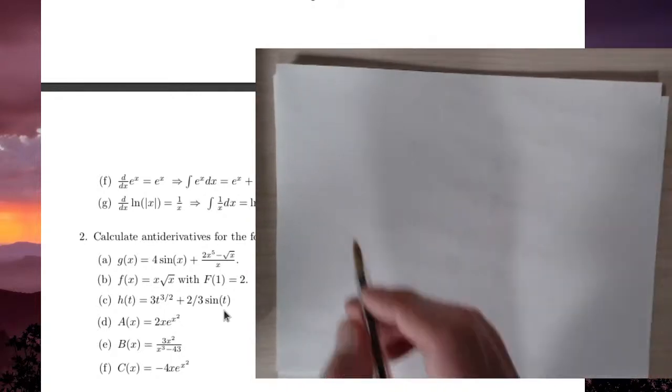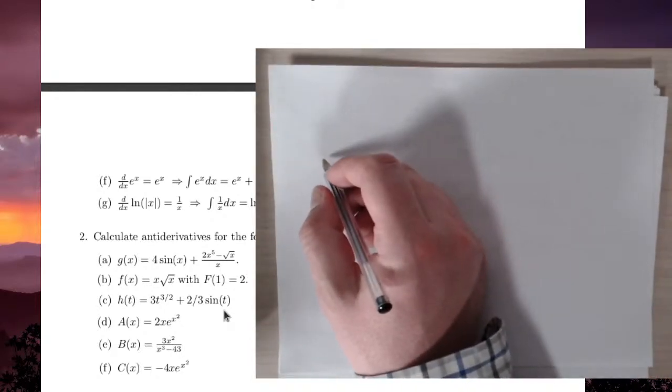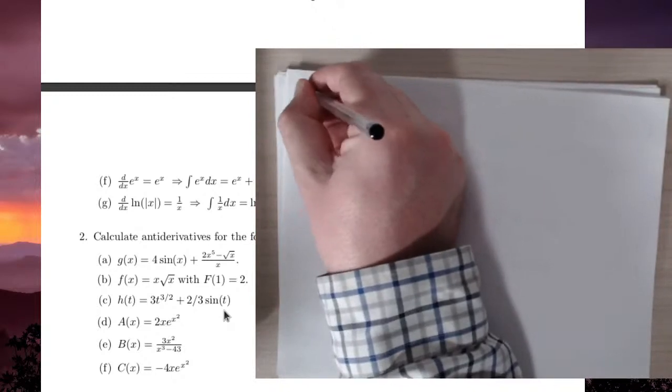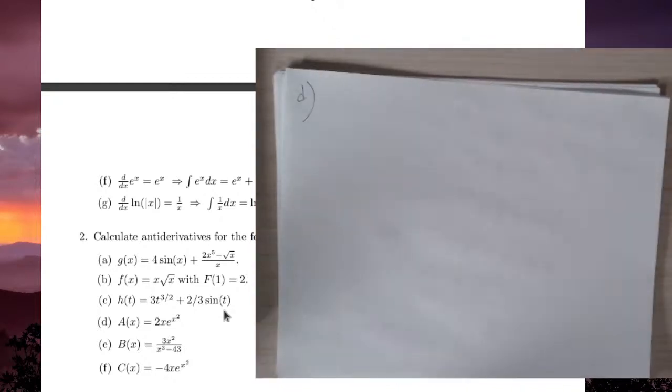Yeah. Let's do the next one. So, up next we have... actually, no, I'm not going to do that one. That's an exercise. Let's go to part D. So, for D, let's use a blue pen. Seems to have more contrast.